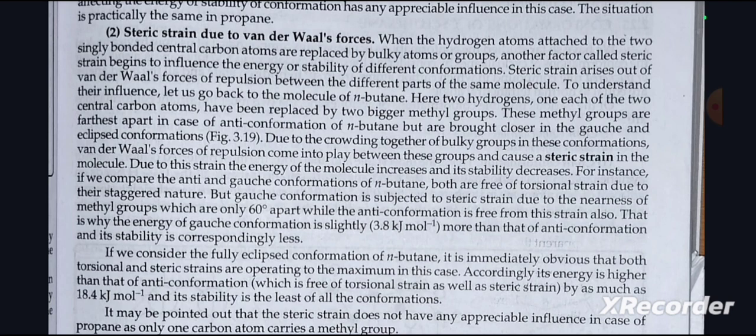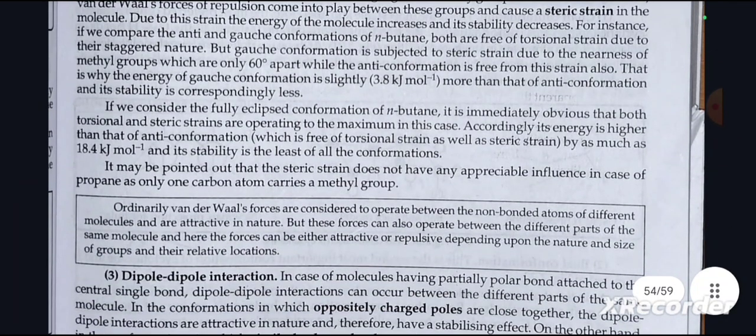In these conformations, van der Waals forces of repulsion come into play between these groups and cause a steric strain in the molecule. Due to this strain, the energy of the molecule increases and its stability decreases. For instance, if we compare the anti and gauche conformations of n-butane, both are free of torsional strain due to their staggered nature, but the gauche conformation is subjected to steric strain due to the nearness of the methyl groups, which are only 60 degrees apart, while the anti-conformation is free from this strain also. That is why the energy of the gauche conformation is slightly more, by 3.2 kilojoules per mole, than that of the anti-conformation, and its stability is correspondingly less.